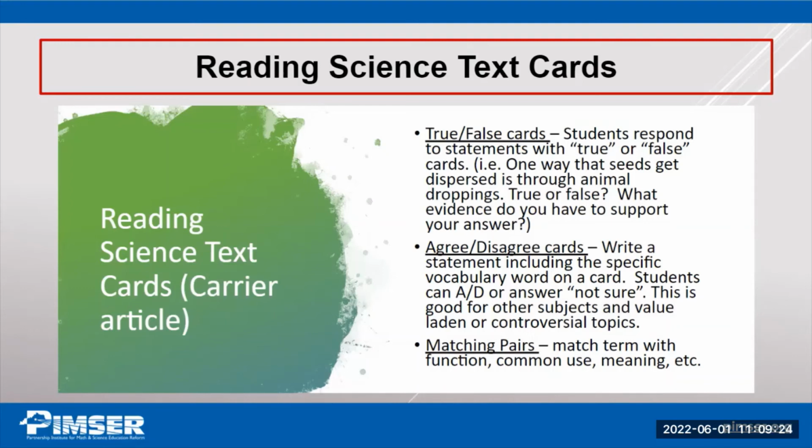True-false cards and agree-disagree cards are just 2 examples of activities that really stuck out to me. You can ask students to provide evidence to support their answers on these. So with true-false cards, students draw cards that the teacher has created. So for instance, if we were using that seed dispersal example, a card might read, "One way that seeds get dispersed is through animal droppings, true or false? What evidence do you have to support your answer?" Vocabulary words like dispersed or droppings are intentionally embedded into the statements.